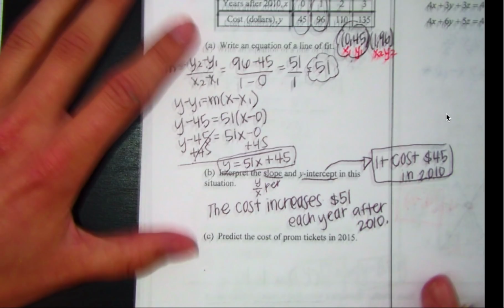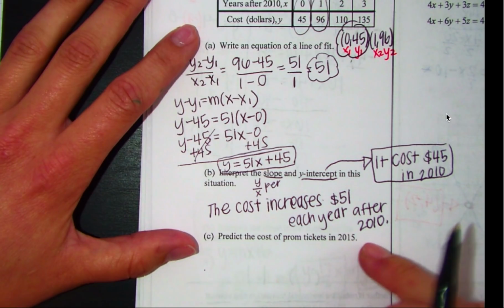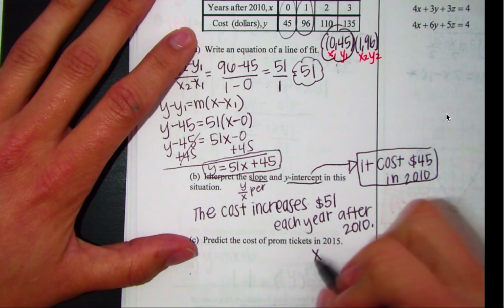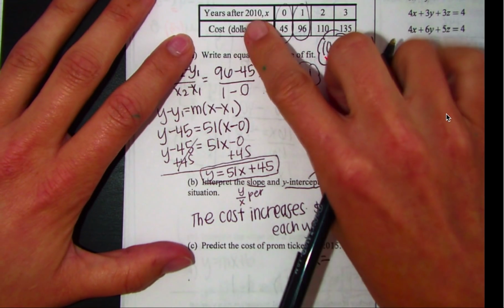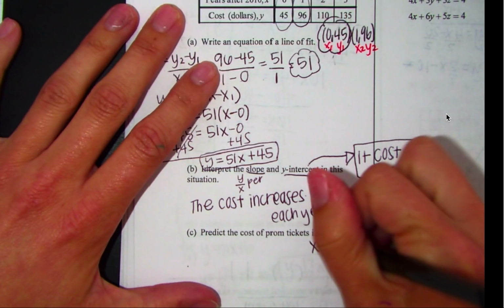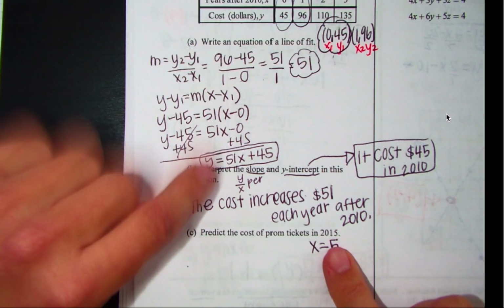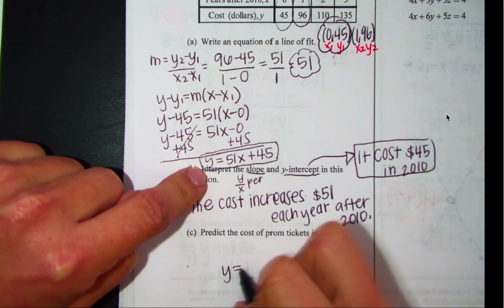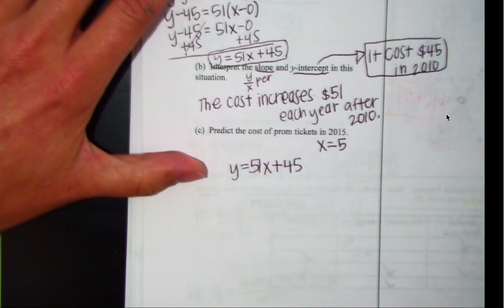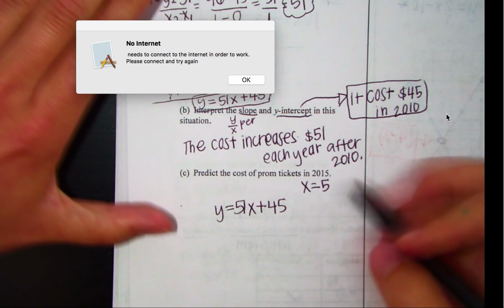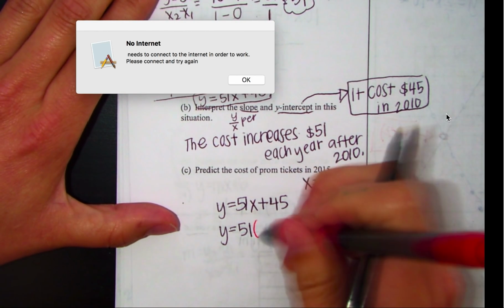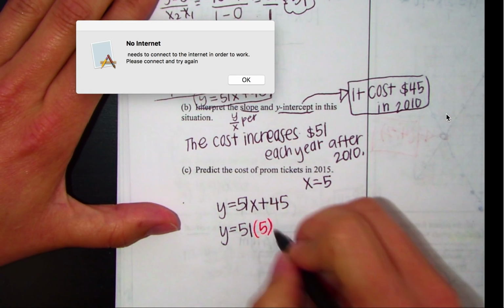Okay, predict the cost of prom tickets in 2015. So they're talking about the year 2015, so they're giving us x equals something. x talks about years after 2010. So if this is 2015, we have to let x equal 5. So all we're going to do is use our equation and replace x with 5. So y equals 51 times 5 plus 45.